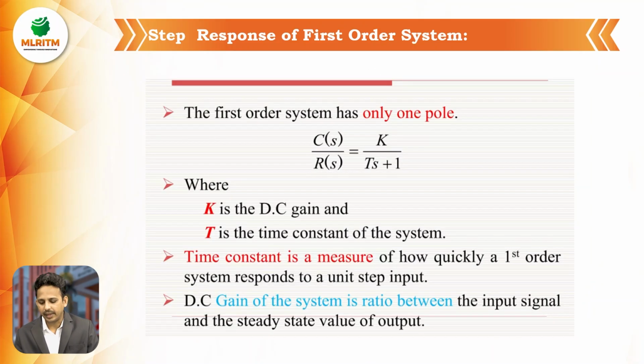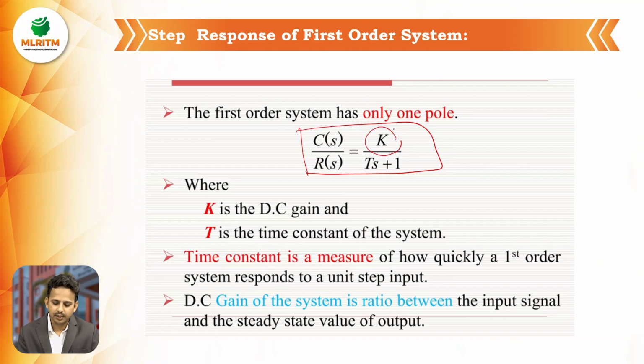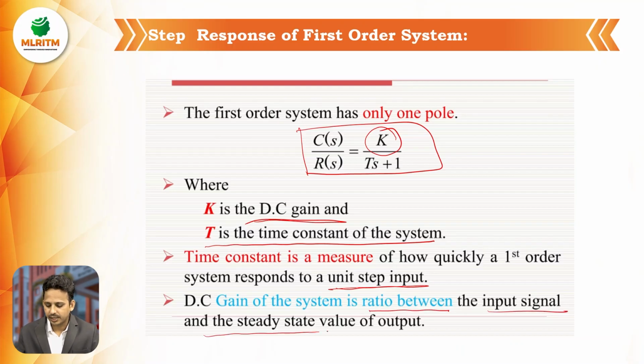Now let us take one example. The first order response of a system is C of S by R of S equal to K by 1 plus tau S. So what is K? K is the DC gain of the system, and tau is the time constant of the system. The time constant is a measure of how quickly the first order system responds to a step input. And the DC gain of a system is the ratio between the input signal and the steady state of its output.